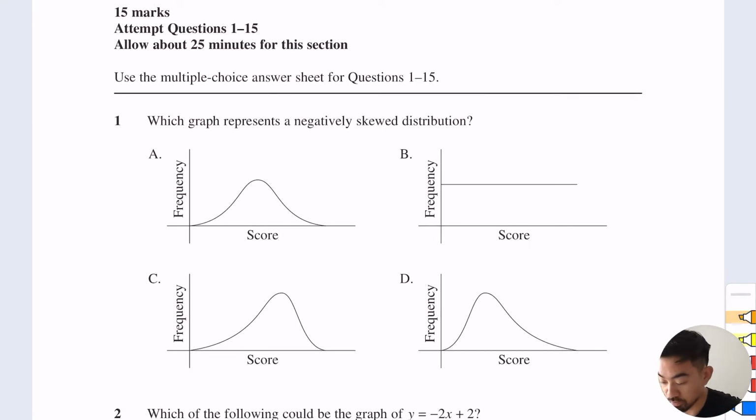Question 1, which graph represents a negatively skewed distribution? Okay, looking at all of these, what do I got? I've got a symmetrical one, it looks like a straight line which is uniform. I have one where the tail's facing the positive end, so that's positively skewed. That means C, where the tail is facing the negative end, has to be my negative skew.